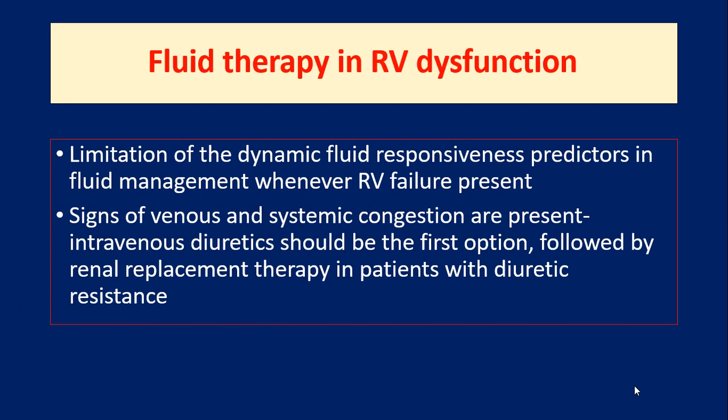Dynamic fluid responsiveness predictors have limitations in fluid management wherever right ventricular failure is there. So it is a limitation. If signs of venous and systemic congestion are present, intravenous diuretic should be the first option, followed by renal replacement therapy in patients with diuretic resistance, where we feel that fluid overload is there.